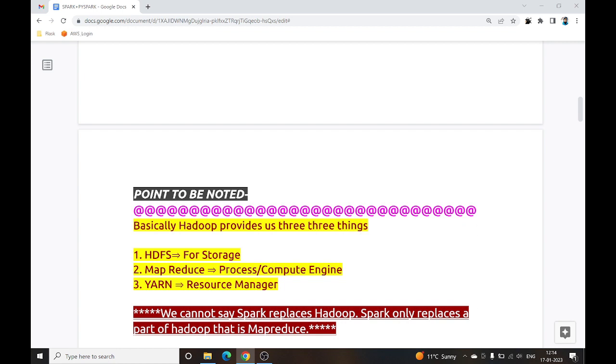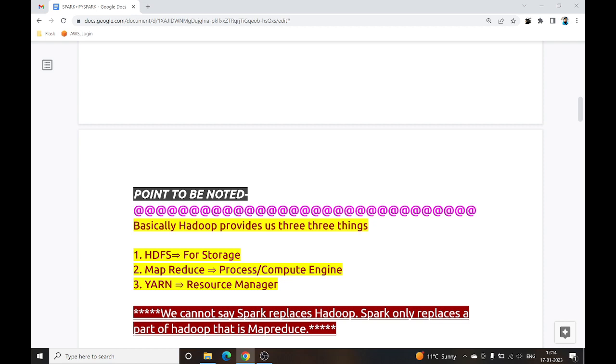Now let's come to this point, which I am revising from my previous tutorial. Whenever we talk about Hadoop, we say Hadoop provides generally three things. One is HDFS, that is for storage. We have only one option, HDFS, or second option local file system. If we talk about the processing part of Hadoop, we have only one option, that is MapReduce. Third thing, the resource manager, we have Yarn.